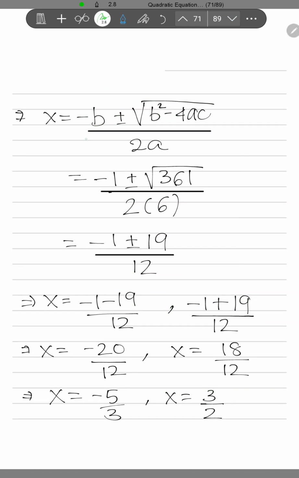So the formula is x is equal to minus b plus or minus square root of b squared minus 4ac, divided by 2a, which is minus 1 plus or minus square root of 361 divided by 2 times 6. The square root of 361 is 19, so minus 1 plus or minus 19 over 12. Minus 1 minus 19 over 12 is minus 20 over 12, or minus 5 over 3. The other one is 18 over 12, which is 3 over 2. These are the two solution sets of this quadratic equation.